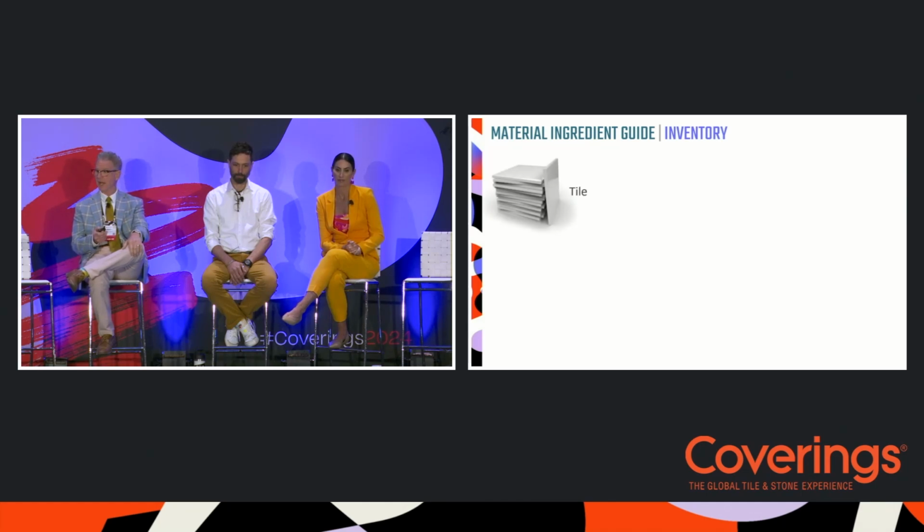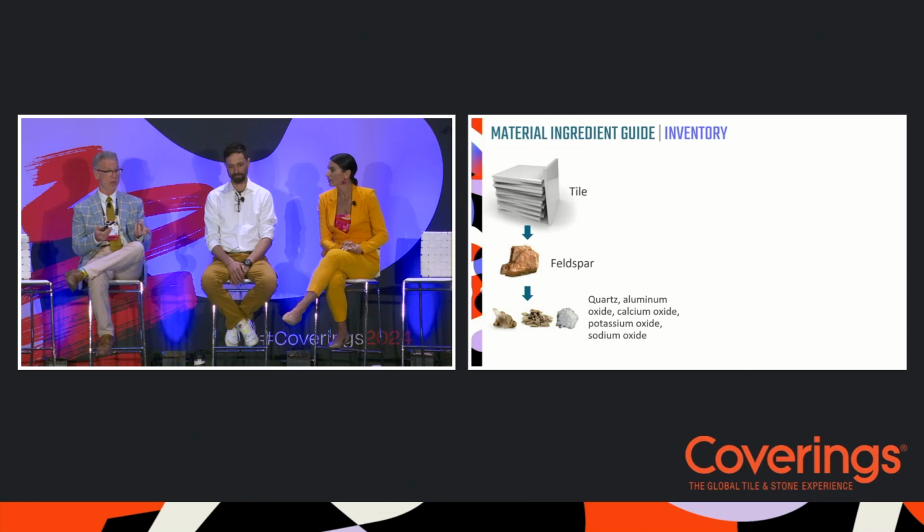So looking at a tile, for example, Ryan already said tiles are made up of feldspar, or maybe you didn't say this yet, but you will. Feldspar, clay, silica, and a few other things. But let's take feldspar, which is a pretty major ingredient in most types of tile. We can't just say, oh, feldspar is feldspar. No, we have to look at what the feldspar is made of, down to its very basic level. So feldspar contains quartz, aluminum oxide, calcium oxide, potassium oxide, sodium oxide.